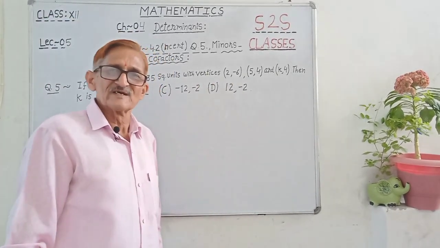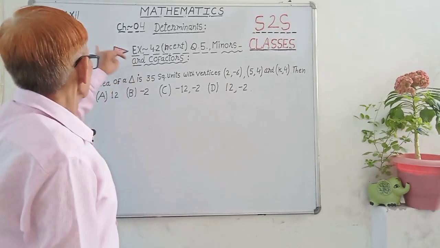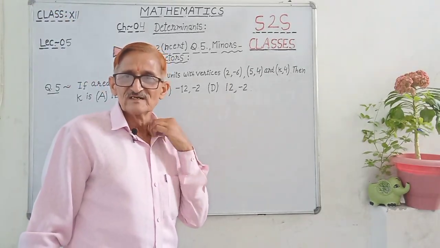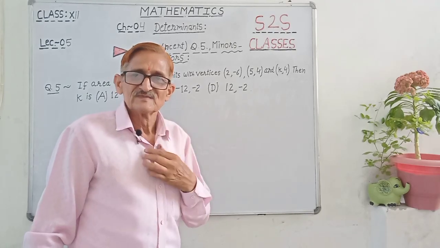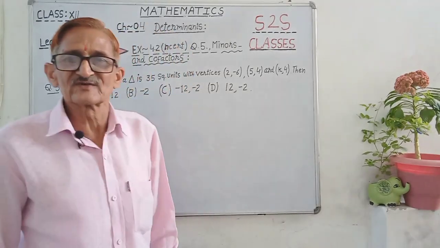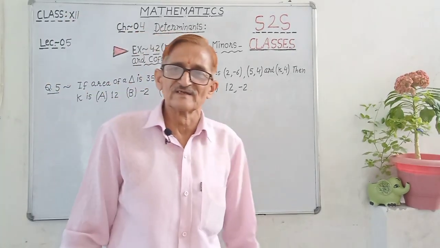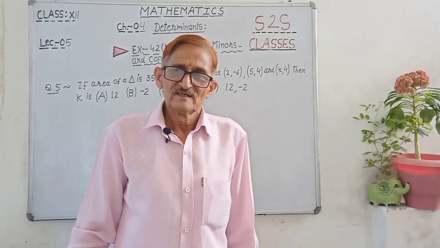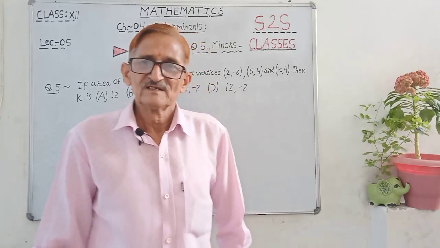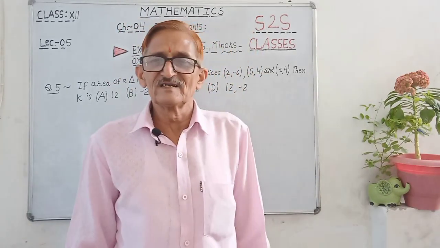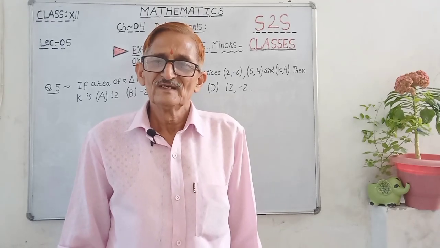In this chapter, Determinants, this is lecture number 5; 4 lectures are over. In those 4 lectures, we covered determinants, how to expand them, exercise 4.1, and other definitions, remarks and important things about determinants, how we can expand any square matrix, that is called a determinant.